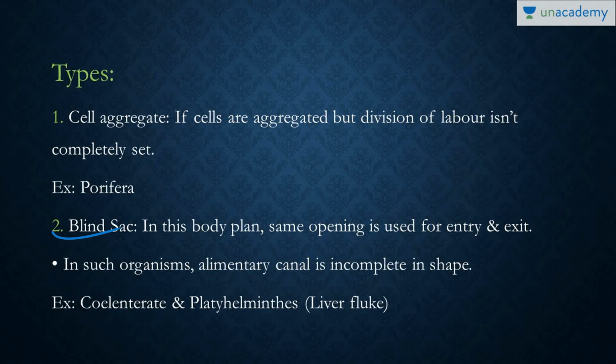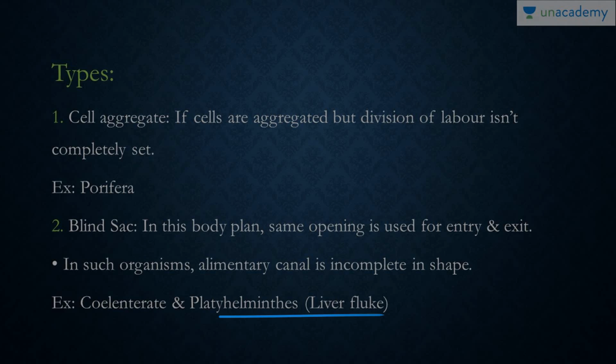Then we have the blind sac. In this type of body plan, only a single opening is used for entry and exit. Like we have a mouth and an anus, but in this, only a single opening is present and no two openings are present. And so, as a result, the alimentary canal is incomplete. It is present in coelenterates and platyhelminths, that are the flatworms.